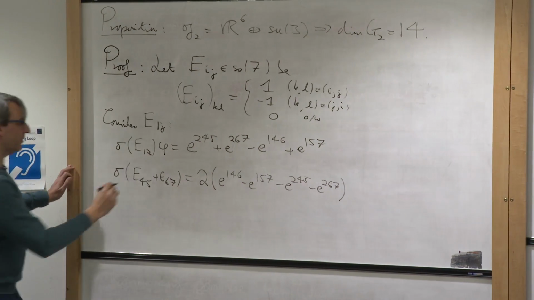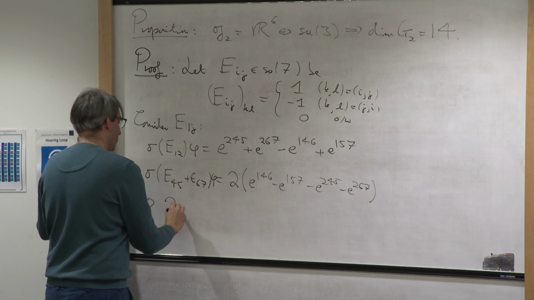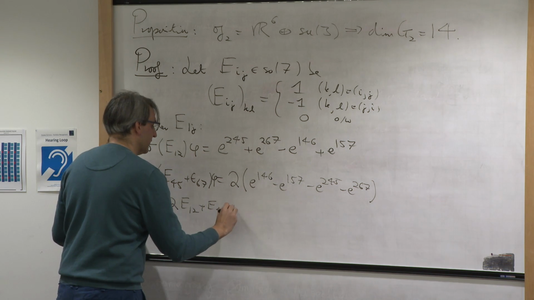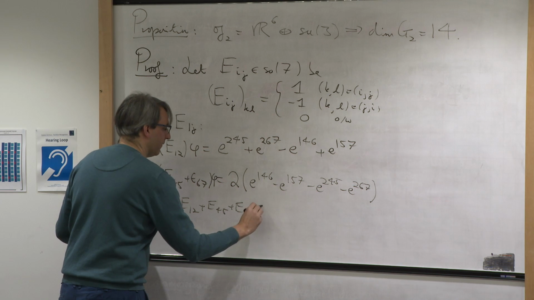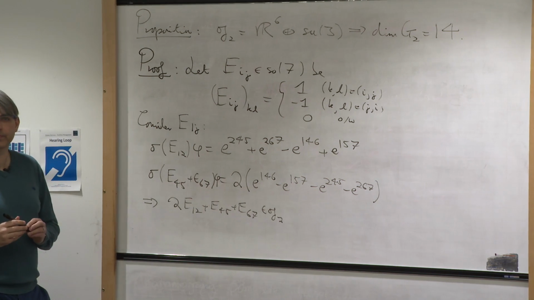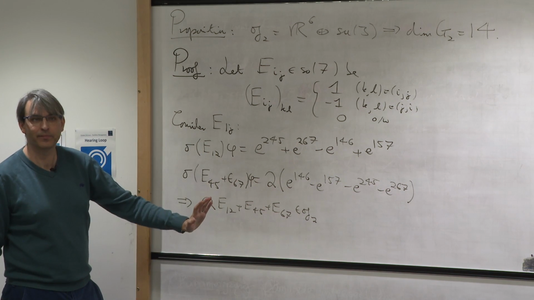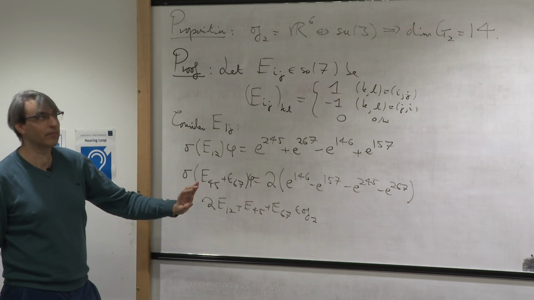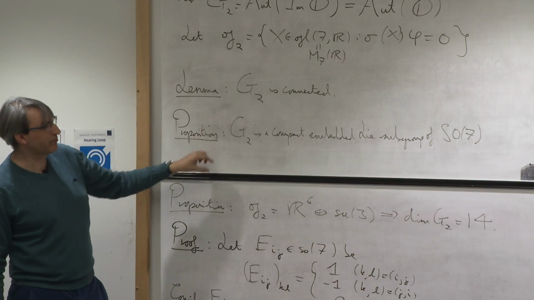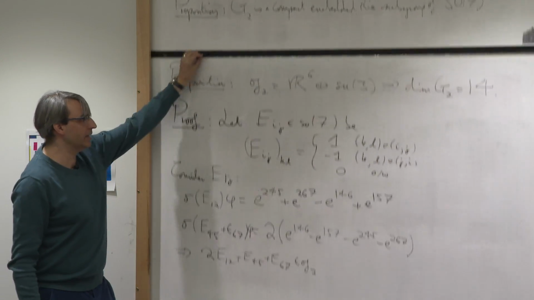If you do it, sorry, times phi. And so what that means is that if I do 2 E12 plus E45 plus E67, this is an element of G2. Because if I do 2 of these plus this, I get 0, which is what I wanted. Remember that my G2 was the things such that sigma of x of phi is 0. So I found an element in the Lie algebra.